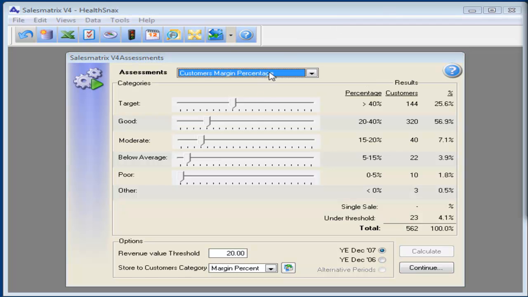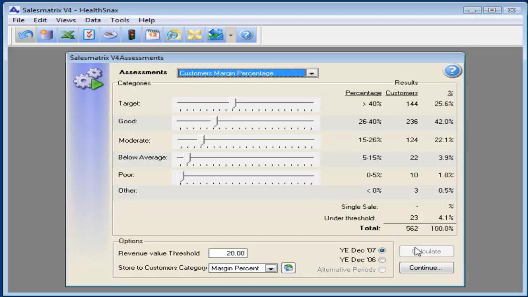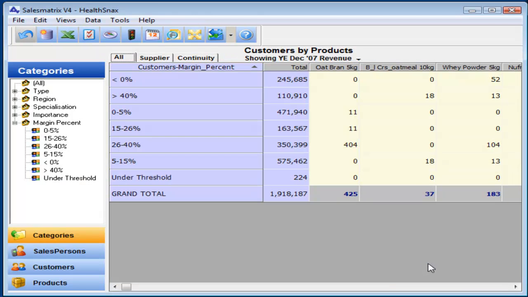If we wish to change the categories, we can simply do so by applying the slider and pressing the calculation button. In this case, the default category is margins above 40%. We have about 144 customers representing in the region of 25% of our business. Let's go and review these customers, and more importantly, what are these customers actually buying?